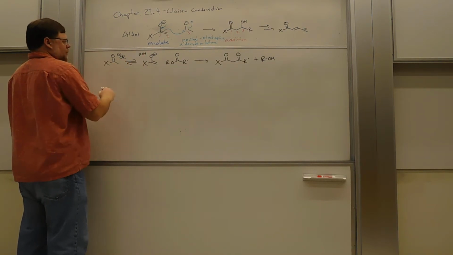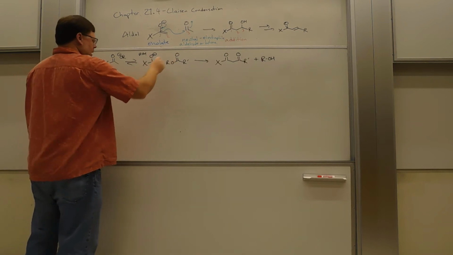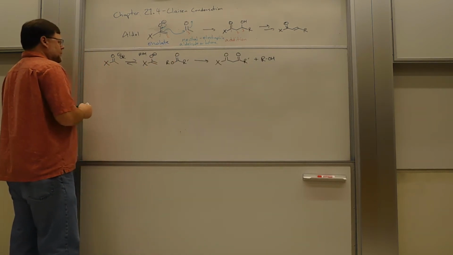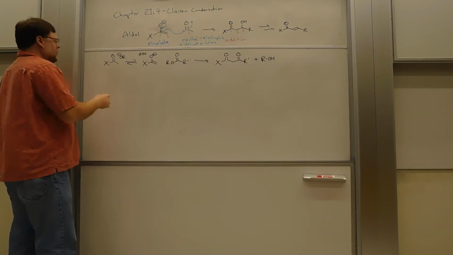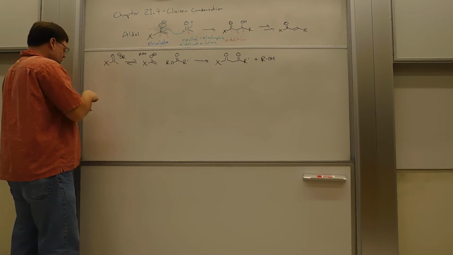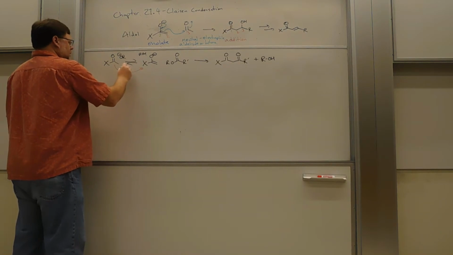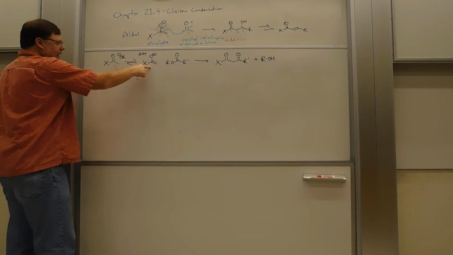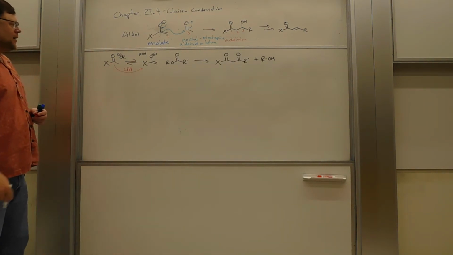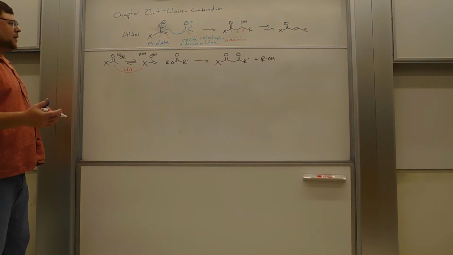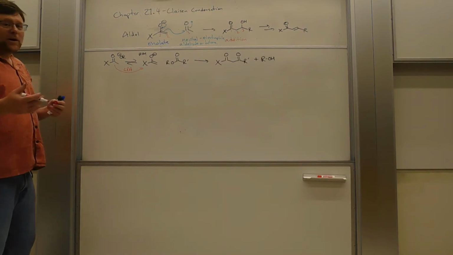ROH would be here, right? So we're going to have an enolate, and then it's going to attack the neutral ester. You could do that, or you could just do this directly with LDA. We could quantitatively make the enolate like we do in the directed aldol, and then add the ester. Either one of those works.